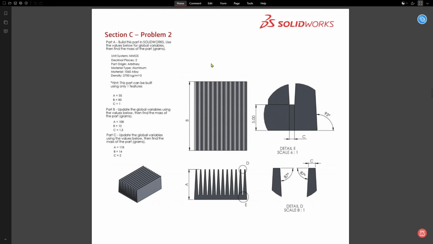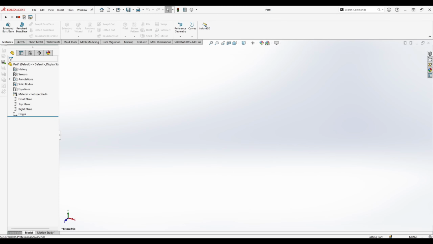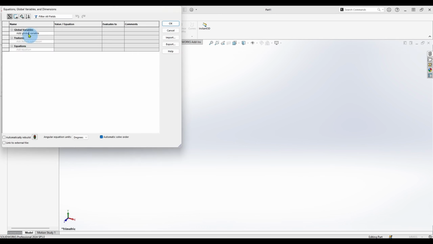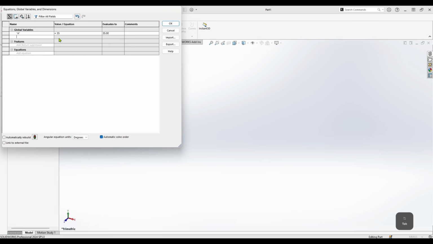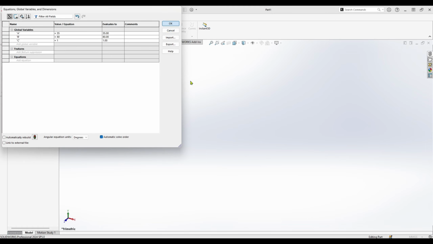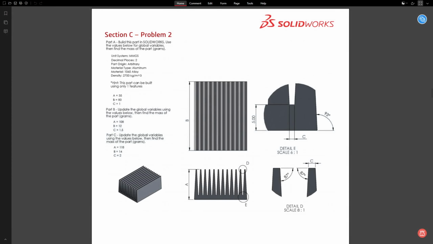So heading straight to it, we can immediately see that we have global variables given for parts A, B, and C. So we can head over to SolidWorks right now and put those in. Global variable A for part A is going to be 35. B is going to be 80. And C is going to be 1. Okay. Heading back to the PDF.